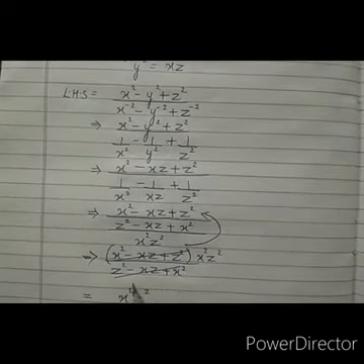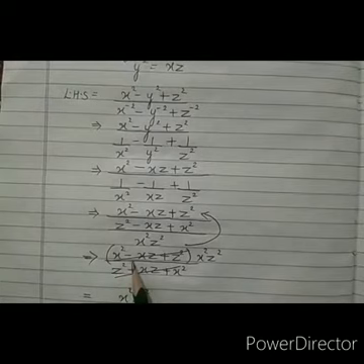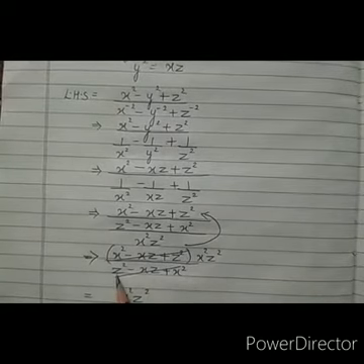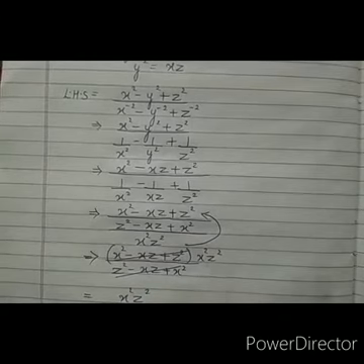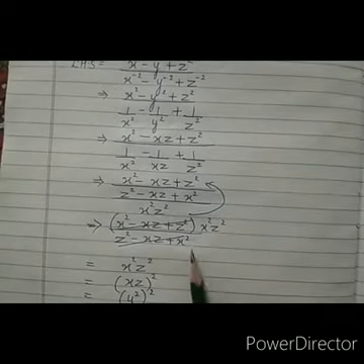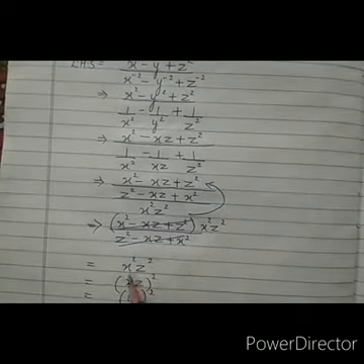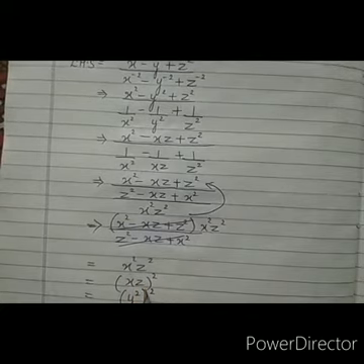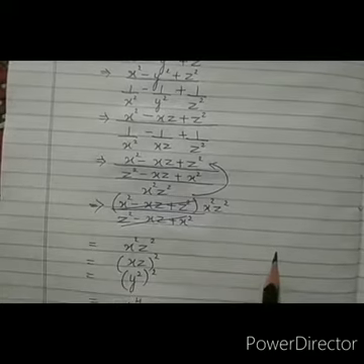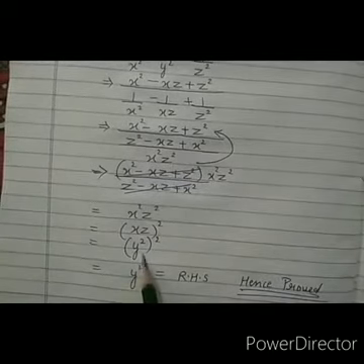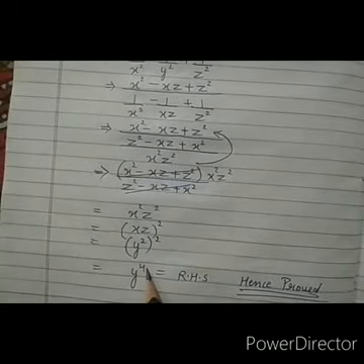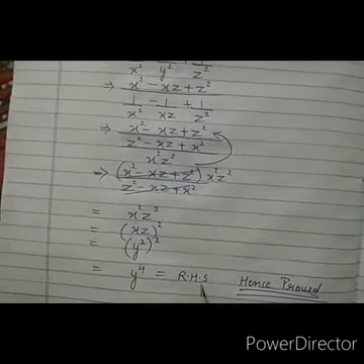So we see here that this x² − xz + z² is cancelled by z² − xz + x². Then we have x² multiplied by z² remaining here, which can be written as (xz) whole squared, and we know that the value of xz is y², so put it here. Now when we solve it again, we get y⁴, which is equal to RHS.